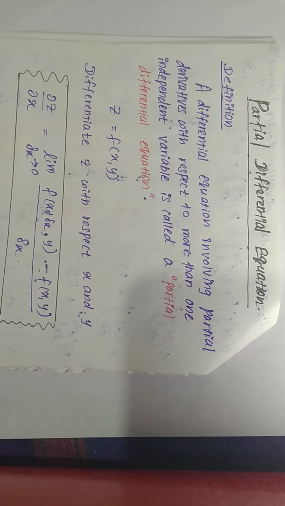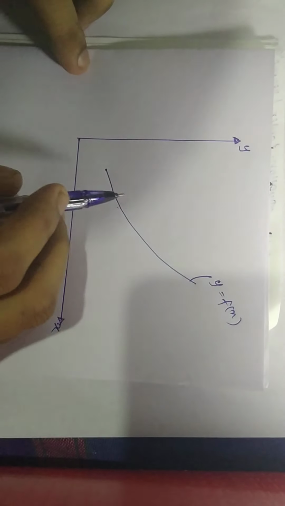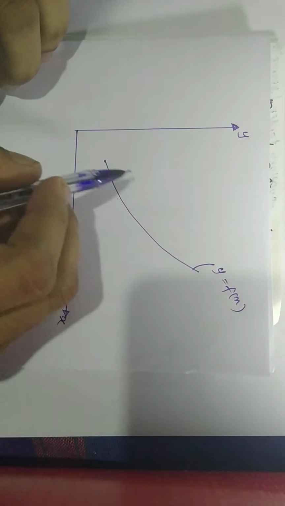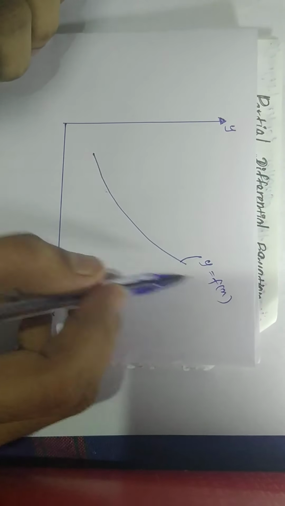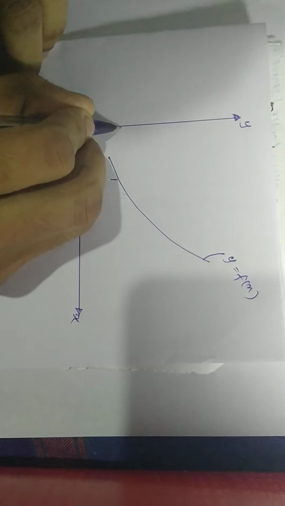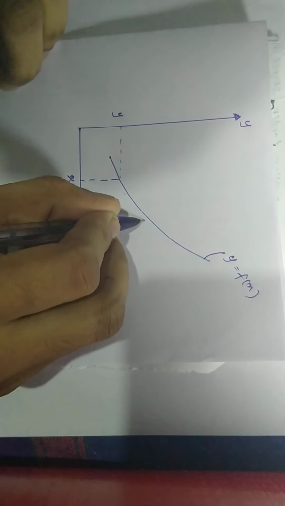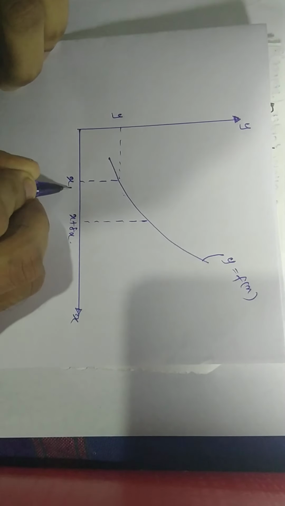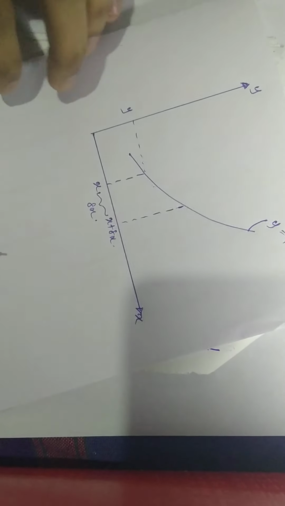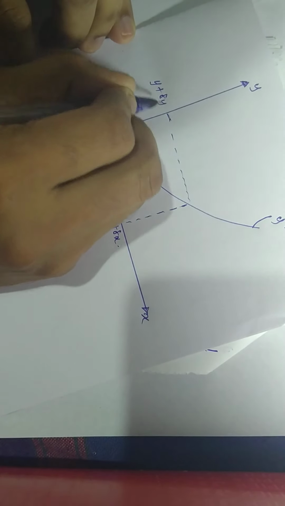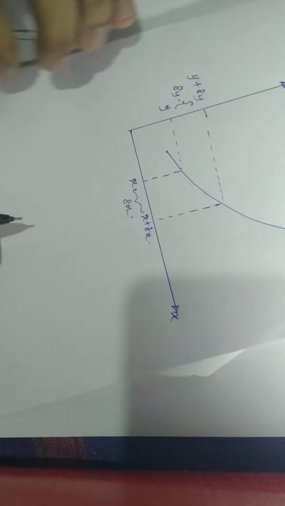Firstly, let us consider the definition of differential equations. This is the y equals f(x) curve. This point is x, this point is y, this point is x plus delta x, this gap is delta x, this coordinate is y plus delta y, this gap is delta y.